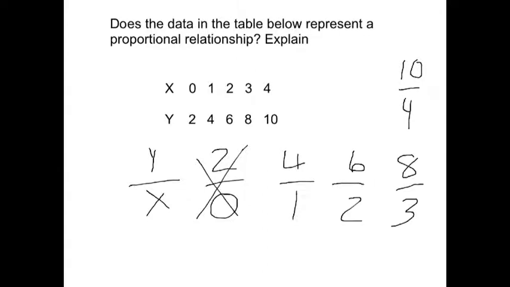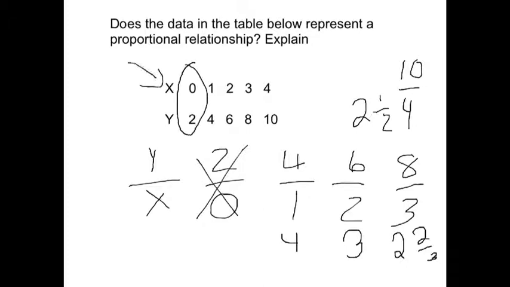what you're going to notice is they're completely different ratios. 4 over 1 reduces to 4, 6 over 2 reduces to 3, 8 over 3 reduces to 2 2/3, and 10 over 4 reduces to 2 1/2. So none of these unit rates, none of these reduced fractions are equivalent. So this relationship does not represent a proportional relationship. The other thing I just want to point out is that 0, 0 is not part of this data table.